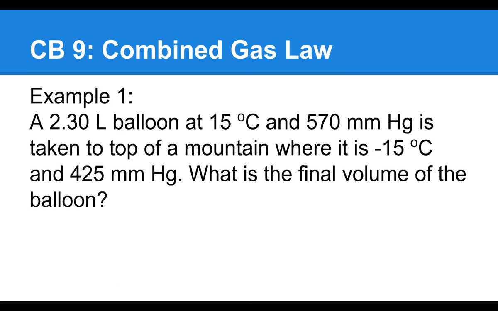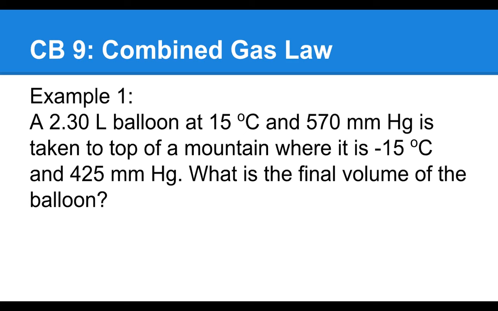All right, this is an example problem. So pause your video here, copy down this example problem, and then we're going to solve this one. Okay, so it says you have a 2.3 liter balloon at 15 degrees Celsius and 570 millimeters of mercury that is taken to the top of a mountain where the temperature is colder. It's minus 15 degrees Celsius and the pressure is lower, 425 millimeters of mercury. What is the final volume of the balloon?